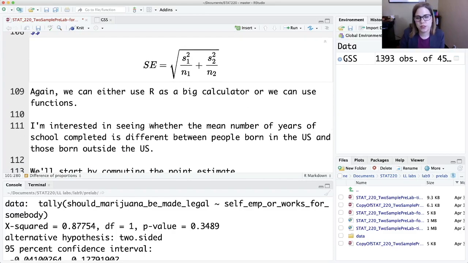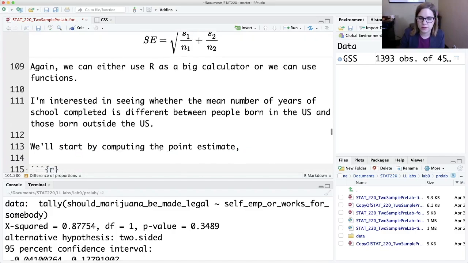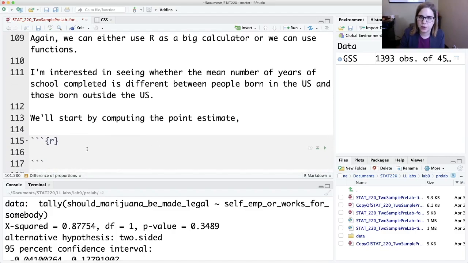So I'm interested in seeing whether the mean number of years of school completed is different between people born in the US and those born outside the US. So we're going to start by computing our point estimate. Like before, I would encourage you to try and do this on your own before you go on in the video.